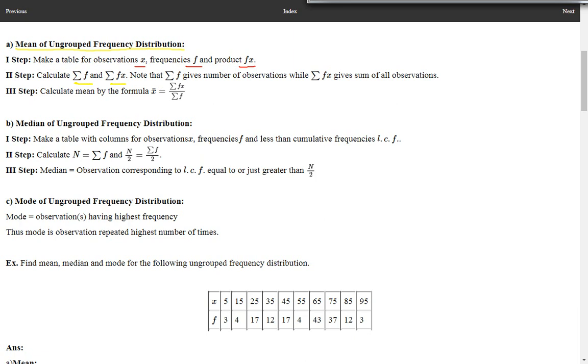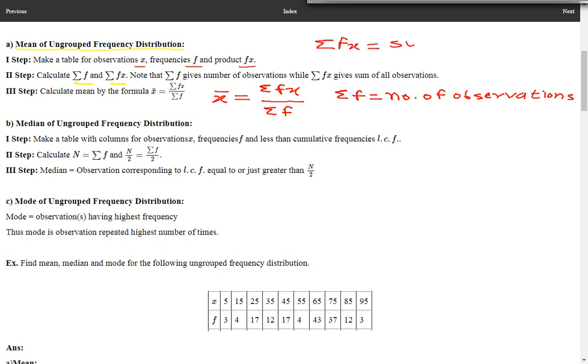Note that summation F is nothing but total number of observations. It is nothing but total number of observations of given frequency distribution. In third step, use the formula x bar is equal to summation fx upon summation f, that is sum of all observations divided by number of observations. Here you note that summation fx is nothing but sum of all observations.